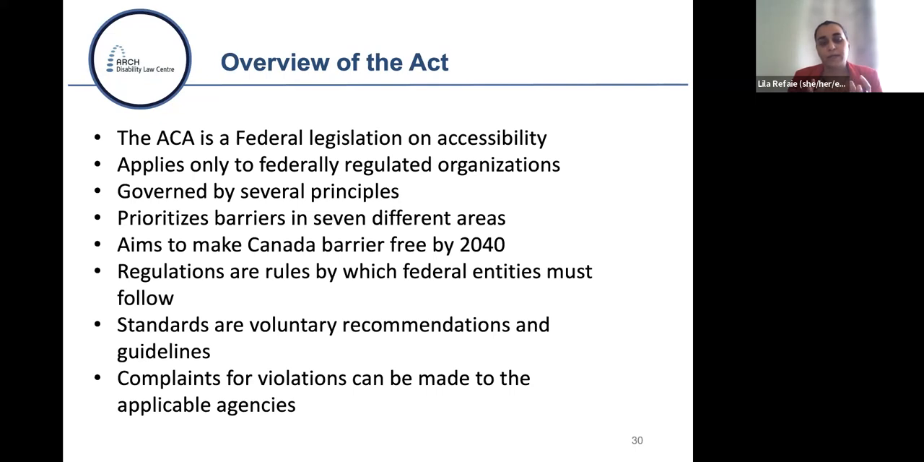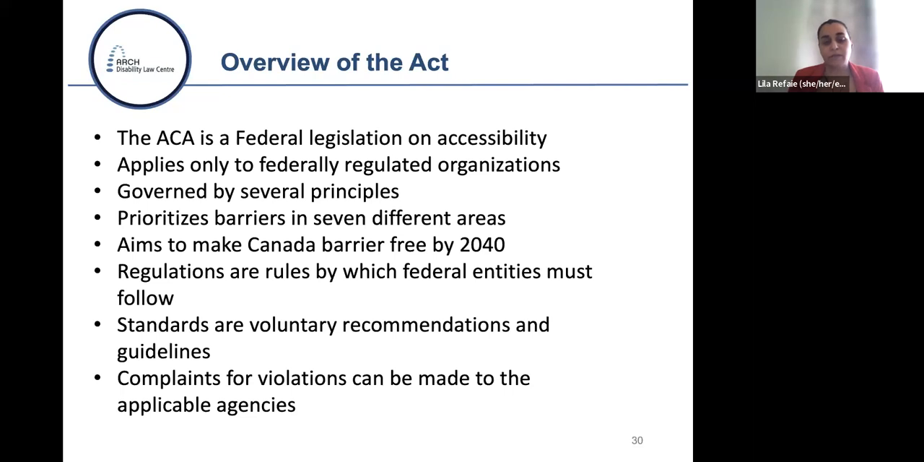And finally, from the Act, there are the regulations and the standards that are created as a result. Regulations are specifically a set of rules that are mandatory for all federal entities to follow. They relate to what these entities must do to ensure that they are removing and preventing barriers to accessibility. Regulations are mandatory. There are actually consequences if they are not being followed.